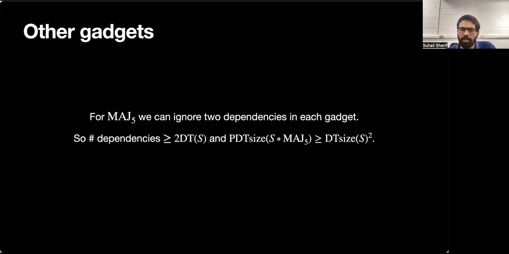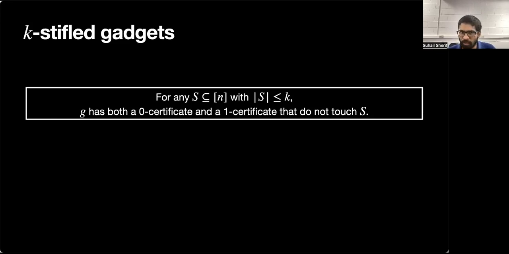And what we're using here is the fact that these gadgets allow us to just ignore bits. We are allowed to ignore some number of bits while still being able to set the gadget to 0 or to 1 as we wish. And this is what we're calling a K-stifled gadget. So a gadget G is K-stifled if for any subset of K bits, we can completely stifle those K bits by just not looking at them and fixing the rest of the values to 0 or to 1 as we wish. So in such cases, we have the lifting theorem that the parity decision tree size of S composed with G is at least the decision tree size of S to the power K.